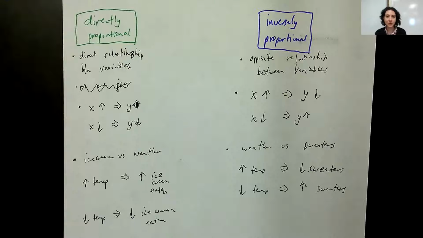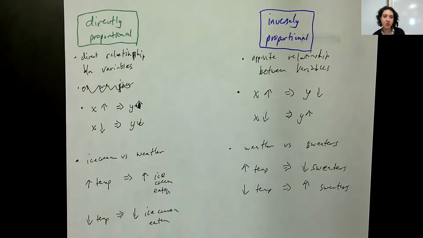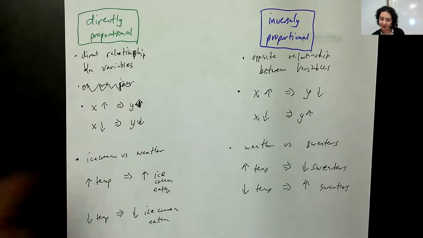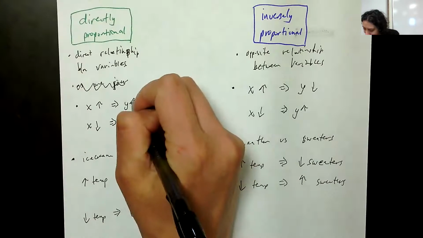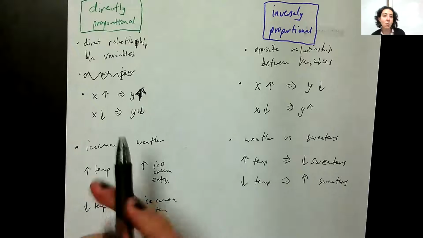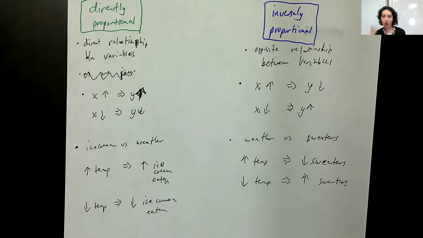So a direct relationship means that they both change in the same way. So for example, if you have X and Y, if something is directly proportional, then when X increases, Y will also increase. Sorry, that's an upwards arrow in case you couldn't tell, it's a little messy. There we go. When X decreases, Y also decreases. So they change in the same way.